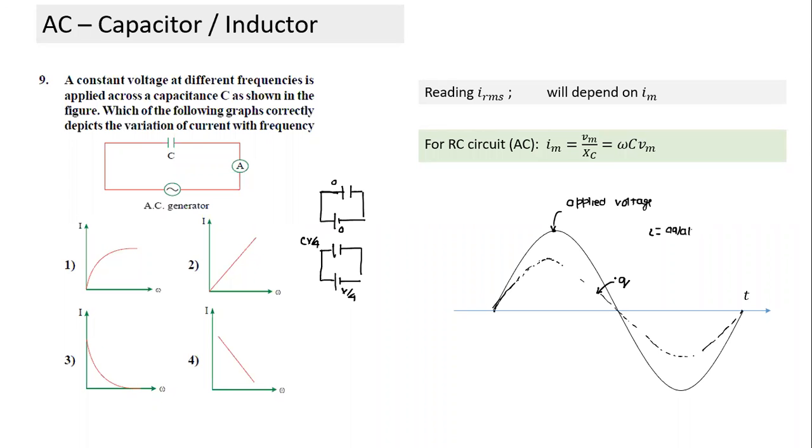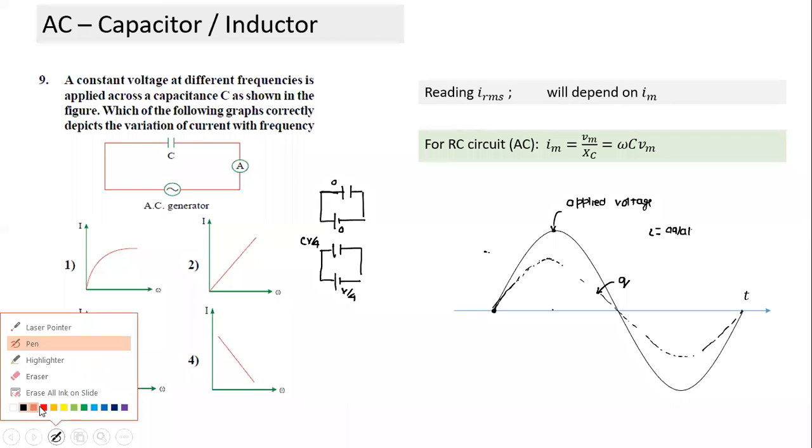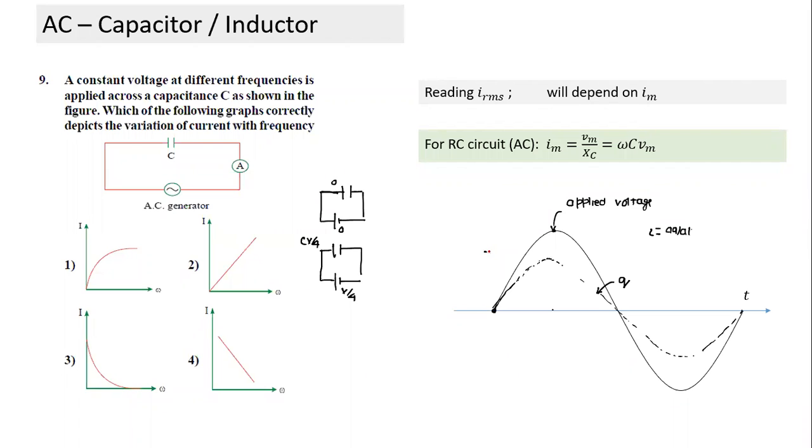When would current be maximum? When the slope is maximum. Where is the slope maximum? This is the point where the slope is maximum. So it is reaching peak here, and the current will be maximum here. So how will the current vary? Here the slope has become 0, so the current at this time will be 0. So if I draw current, how would the current vary with time? The current will vary with time like this.